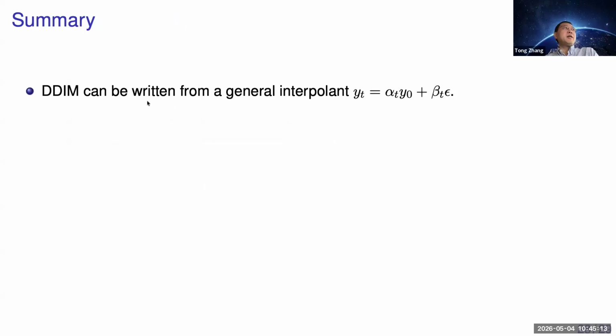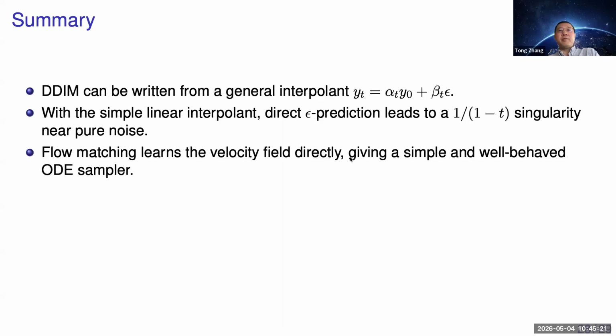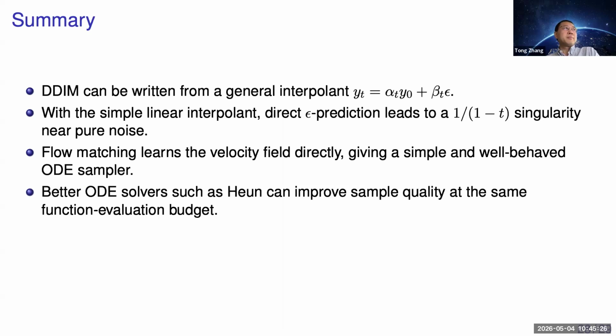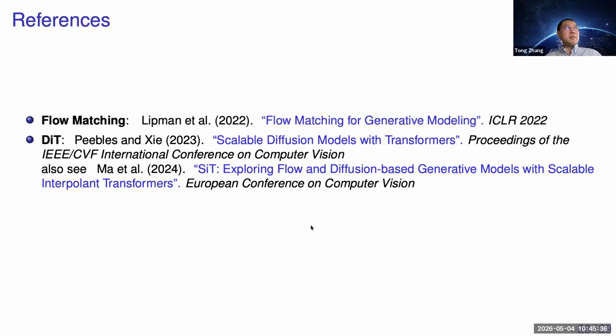In summary, DDIM can be written from general interpolants, right? And the key is this. If you think about implementing a diffusion model, this is basically what you should use. And then for diffusion transformers, you have a UNet and you have a transformer, and that's all. So basically, these are the two papers which matter. And this one is a follow-up of this paper, talking about flow matching. This one is diffusion. And this one is just additional ablation studies. That's all.